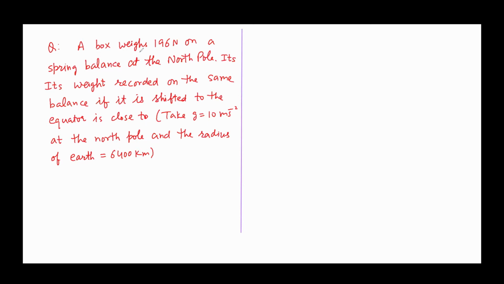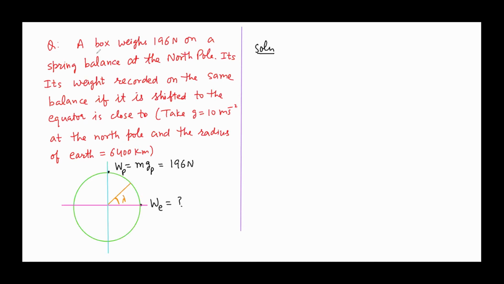This question is from gravitation. This question is from previous years. A box weighs 196 Newton on a spring balance at the North Pole. Here is the North Pole, here the weight is 196 Newton. We have to find the weight of the box at the equator. So it is based on the effect of rotation.